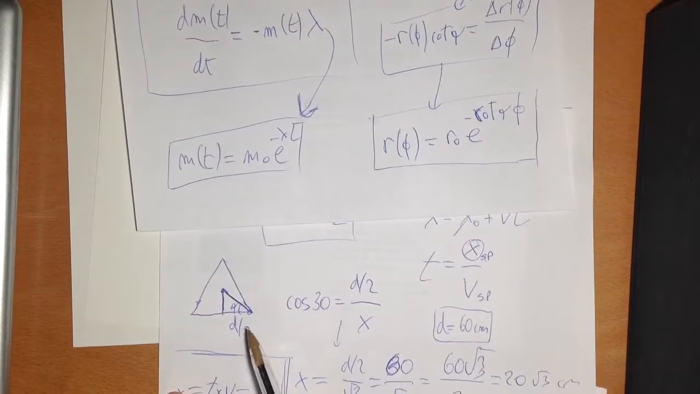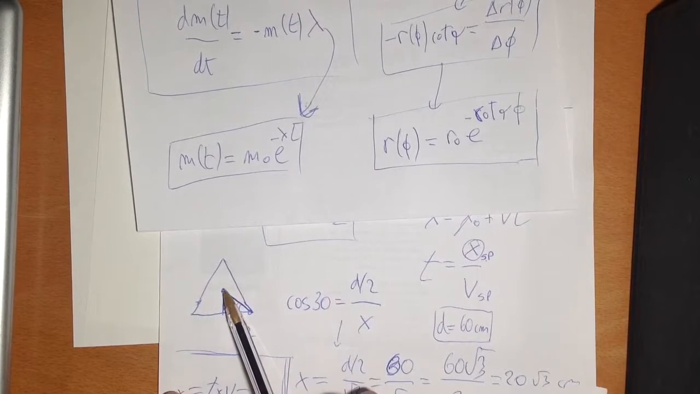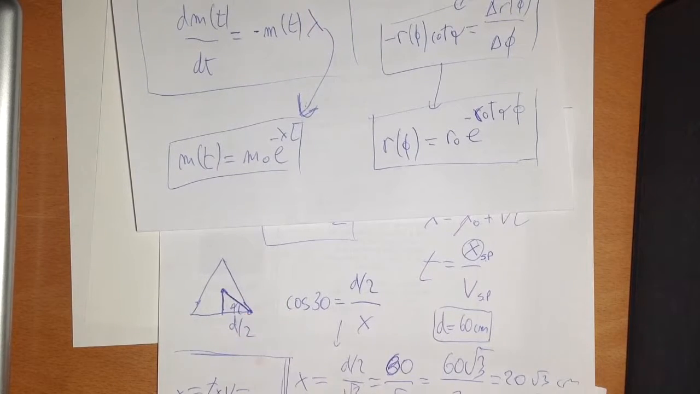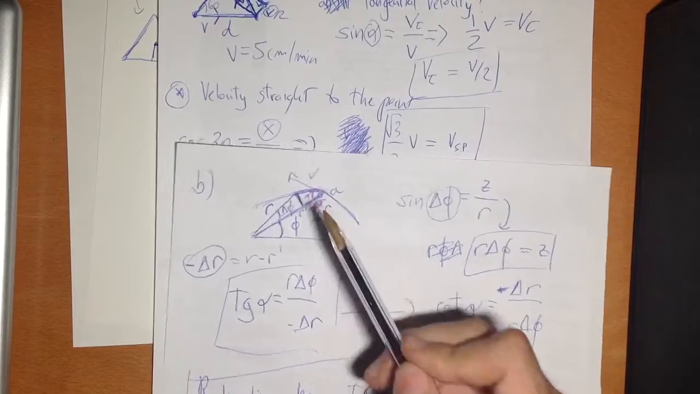So here, I was saying that the snail is following a spiral until it reaches the centroid, and this angle, even though the snail is going through a spiral, doesn't change. It's always 30 degrees, and this is what it's representing right here.